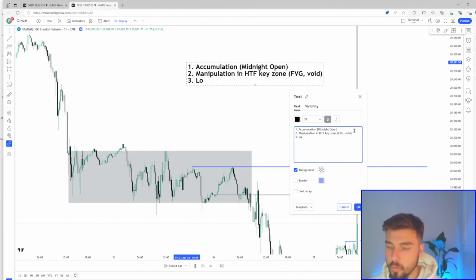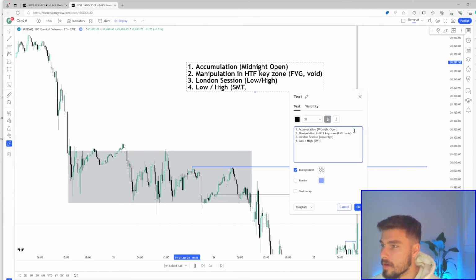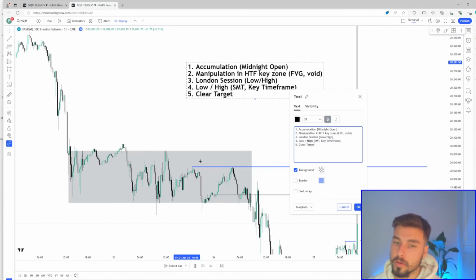Number three, you're looking for London session to form the low or the high of the day. Now that low or the high of the day should be formed ideally using SMT. That's really important. And ideally in a key time frame, silver bullet or a macro, keep that in mind. Number five, you need to make sure you have a clear target on the run up to the ultimate target, which are these relative equal highs here.